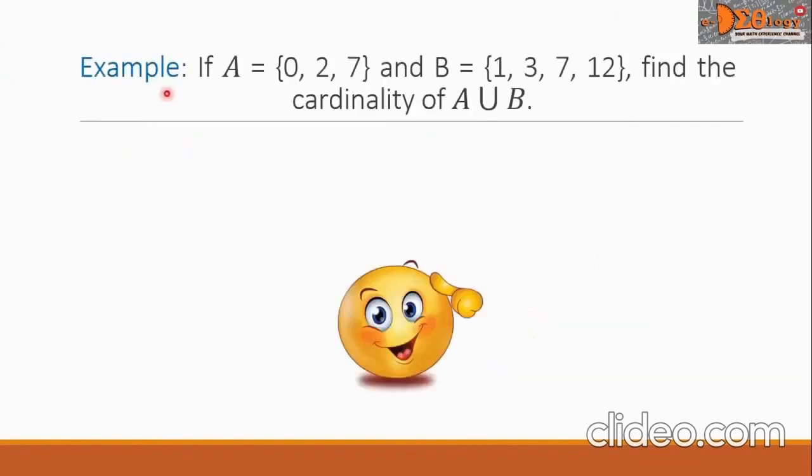Let us see this example. If set A equals {0, 2, 7} and set B equals {1, 3, 7, 12}, find the cardinality of A union B.